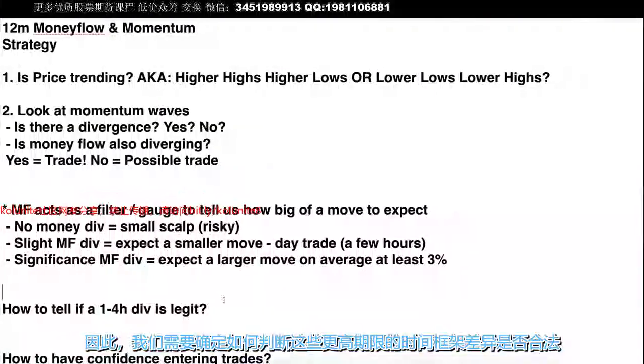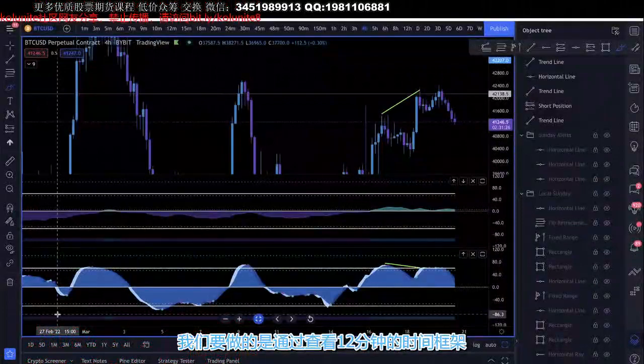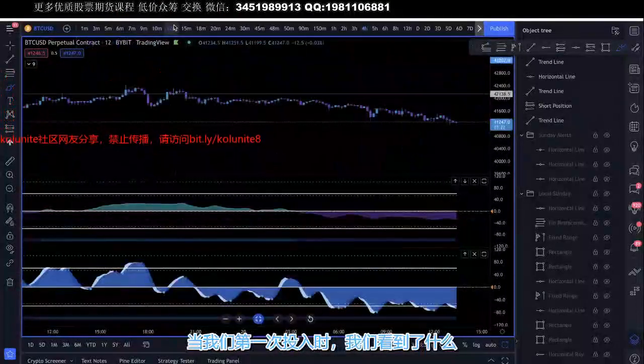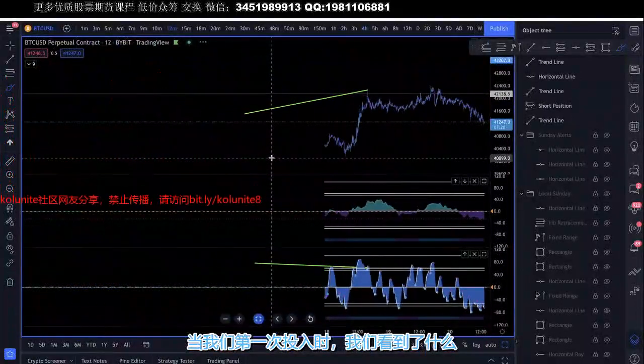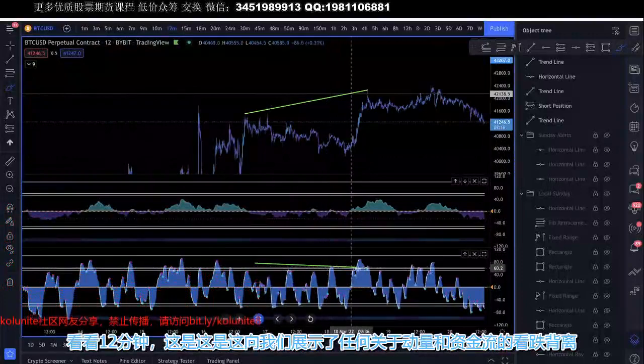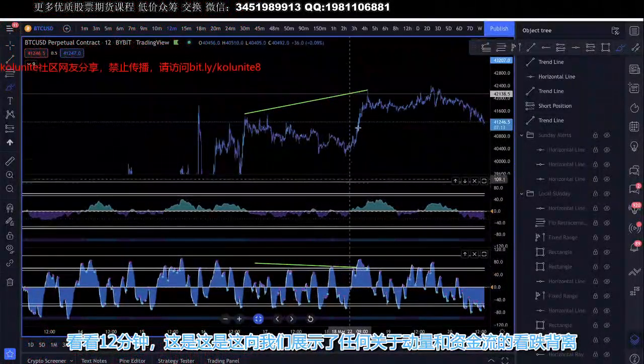So we need to determine how to tell if these higher time frame divergences are legit. The way we're going to do that is by looking at the 12-minute time frame. All right, we come back down to our 12-minute time frame, and what do we see? As we're putting in this first high here, look at the 12-minute. Is this showing us any kind of bearish divergence on the momentum and money flow?